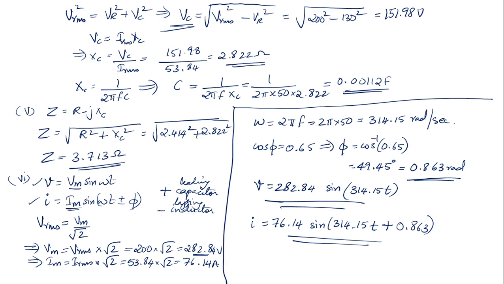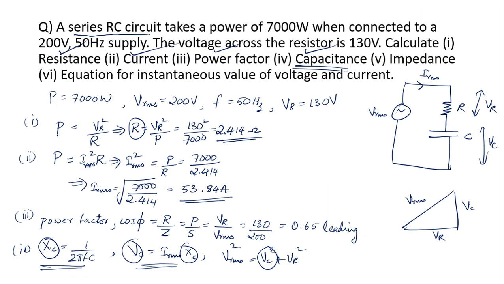So we can just recap what we have studied over here. From the equation for power, V square by R, you have to take the voltage across the resistance. Everyone makes a mistake over here. Don't take the RMS voltage, take the voltage across the resistor. So using P is equal to V square by R, you can find out the value of resistance. Using the equation P is equal to Irms square into R, you can find out the value of current. Then the power factor from the voltage triangle or the power triangle or impedance triangle. Here in this case, we are using the equation from the voltage triangle.